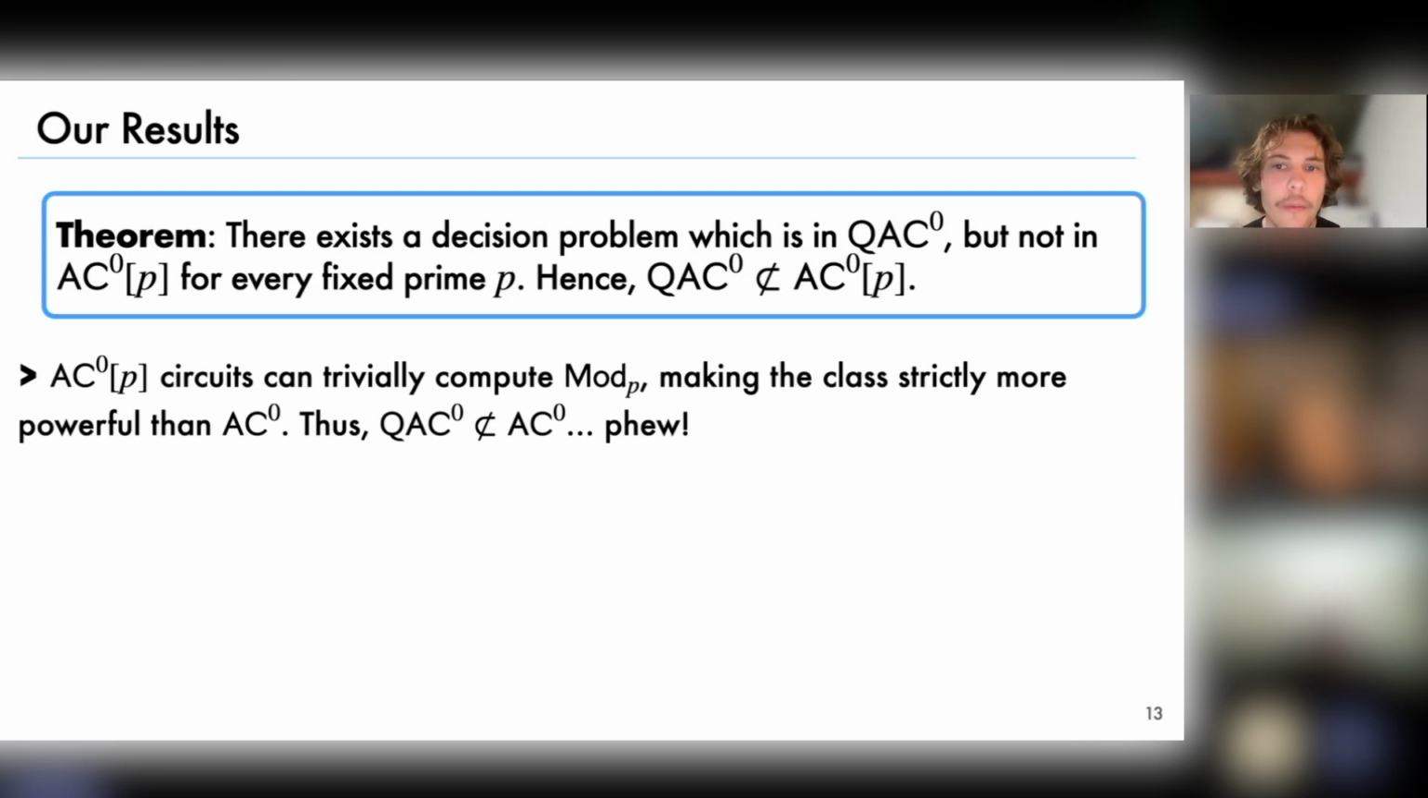AC0p, like I said, is what you get when you have AC0, and then you also allow for these mod p gates in constant depth. So AC0p contains AC0, meaning that the statement I had on the previous slide actually just turns out to be false. So phew, that's a nice world we've avoided.